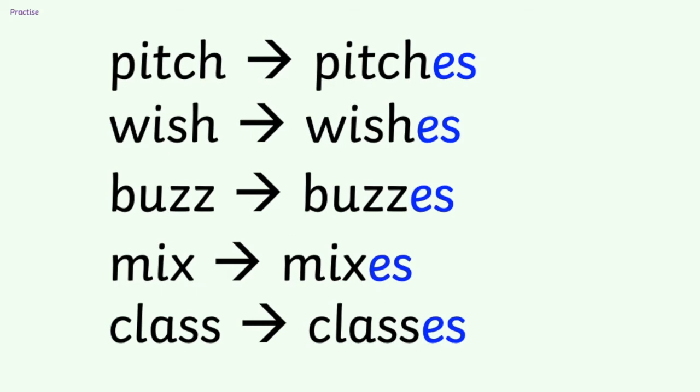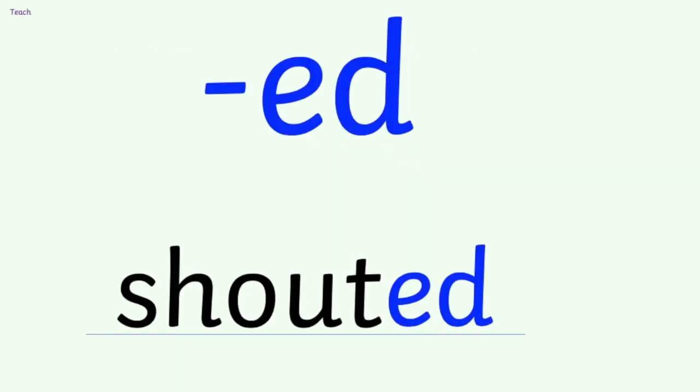Okay, let's have a think about today's new learning. So we're carrying on focusing on the endings of words today, and today we're thinking about adding ED to the end of words. So this is something we add to the end of verbs, so that's doing words, to make them into the past tense. So have a look down here, I've got this word. The beginning of the word is shout. This is a verb, it's a doing word. So I might have something like, I am going to shout as loud as I can.